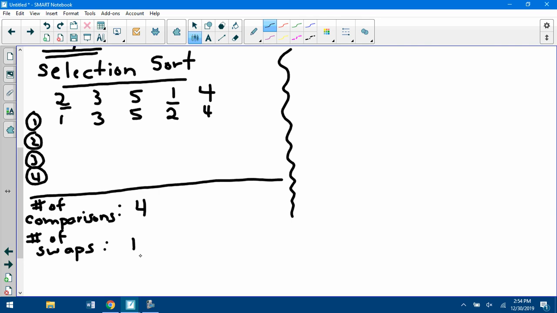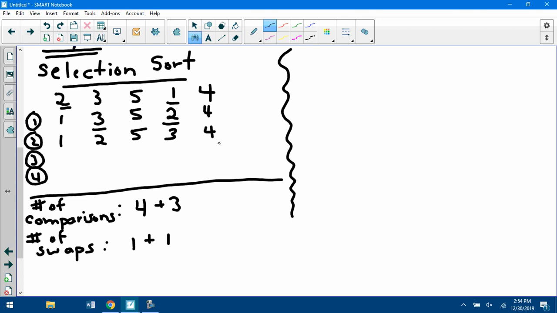Okay, next time through, looking at what goes here. So initially I'm saying 3 is the smallest. So count the number of comparisons. Is 5 smaller? No. Is 2 smaller? Yes. So that's the smallest now. Is 4 smaller? No. So I just made 3 comparisons that time. I'm going to make one swap again. 2, 3. Everything else stayed the same.